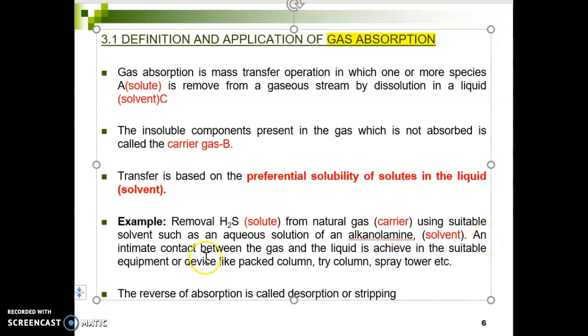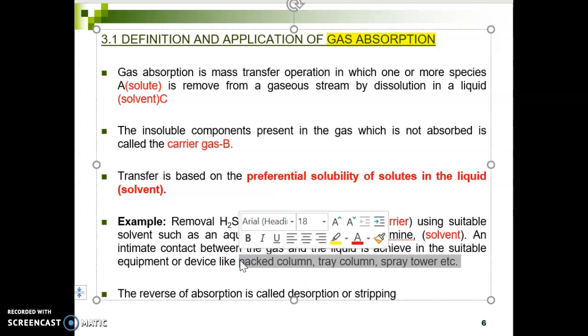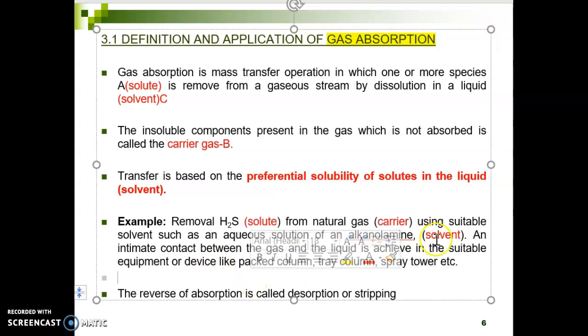So an intimate contact between the gas and the liquid is achieved in suitable equipment or devices, for example packed column, tray column, spray tower, and so on. So this is the equipment used for the separation process, depending on the applications. The reverse of absorption we call desorption or stripping.